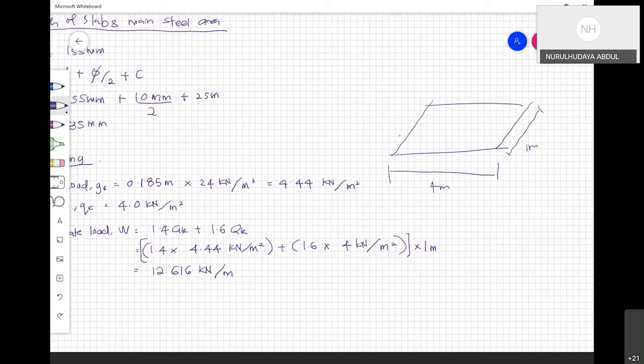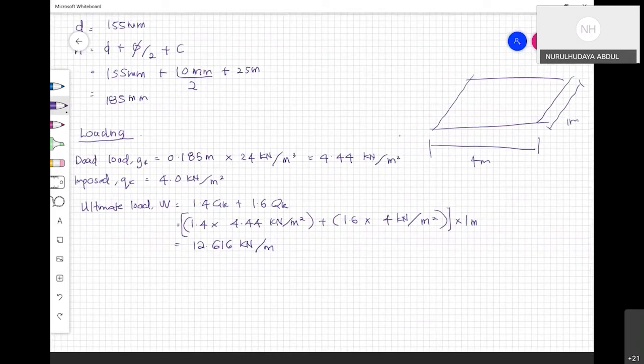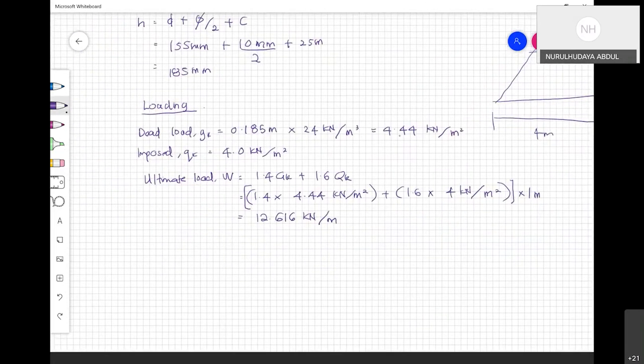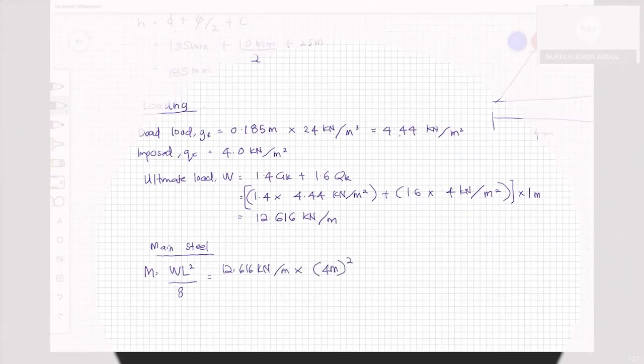Satu benda yang kita belum darab lagi adalah panjang dia which is 4 meter tu. Okay. After that, we can finally kira for main steel in order untuk dapatkan suitable size, bar size semualah. Okay. Jadi kita kira main steel M equal to WL square over 8 and just fill in the value of W, darab dengan the length which is 4 meter, power of 2 divide by 8.